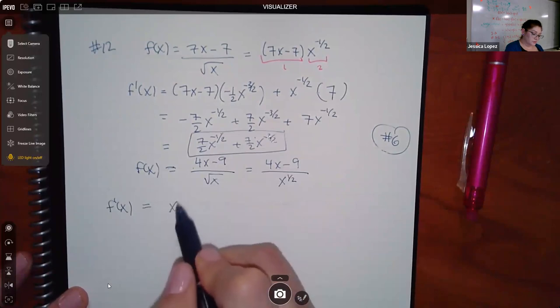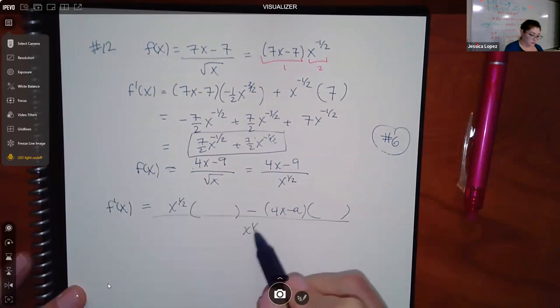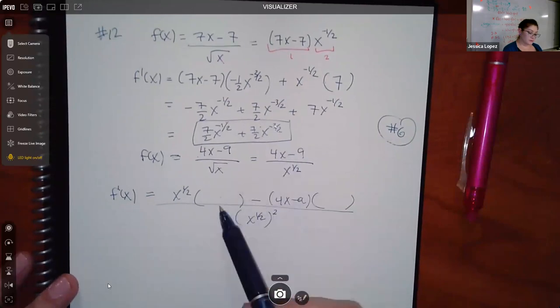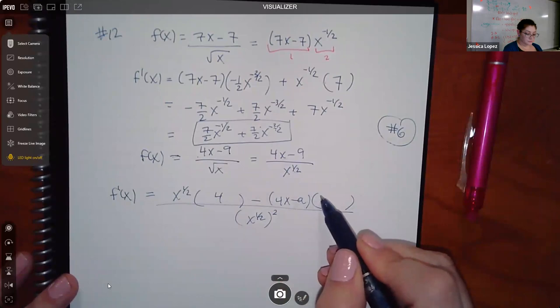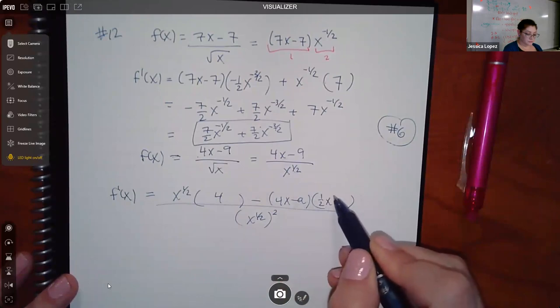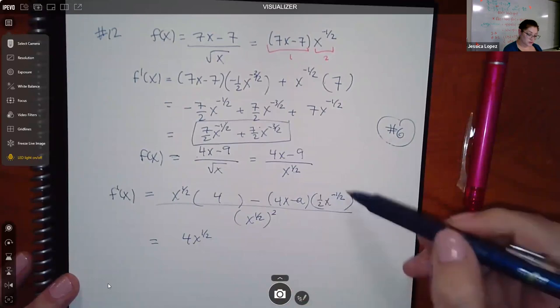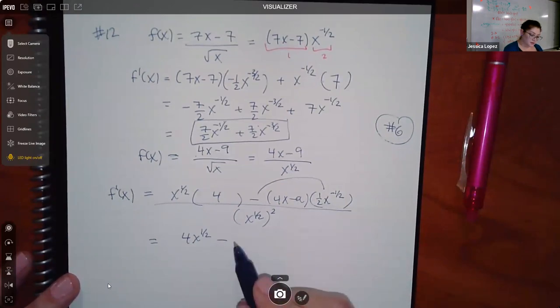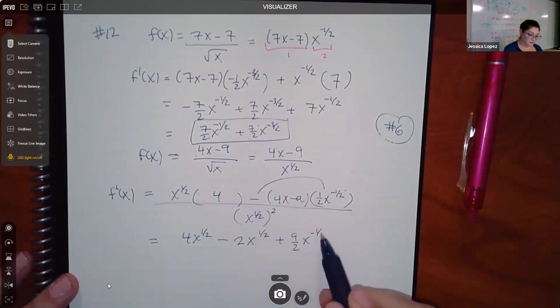So for here, we have to do low d high minus high d low all over low squared. So what is the derivative of the high? And what's the derivative of the low? And then I'm going to actually, this is one term. So I'm going to imagine that it's a negative, and then I'm going to distribute it, okay? So that becomes negative 2x. When you add the exponents, you get positive 1/2. And then negative times a negative is positive 9/2 x to the negative 1/2.